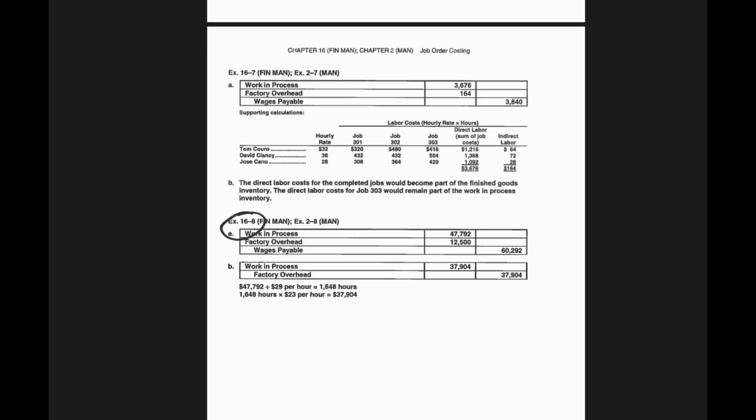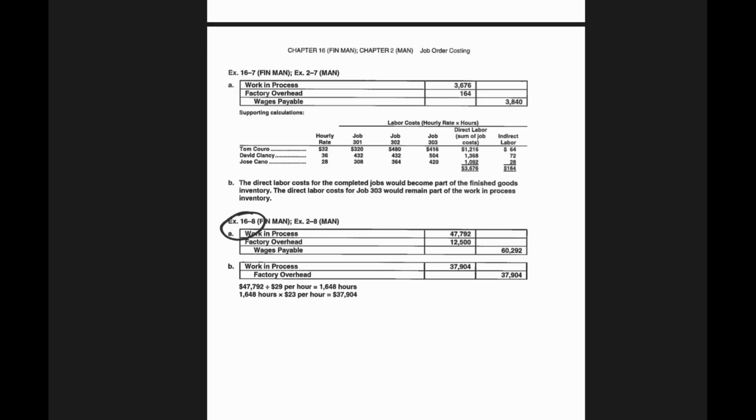The direct labor rate is $29. Once again, the factory overhead is applied to jobs on the basis of a predetermined overhead rate of $23 per direct labor hour. I would underline that. The direct labor rate is $29.